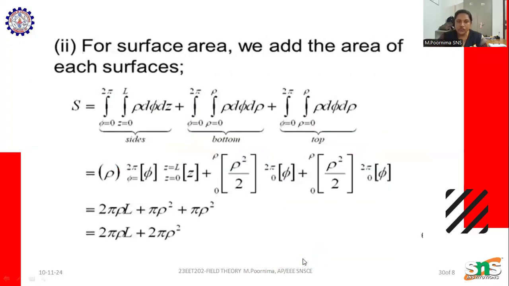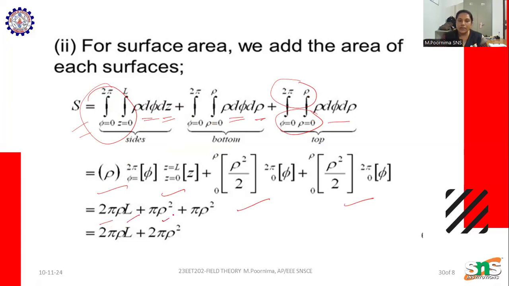Next, for the surface area, we add the areas: the curved surface with d phi and dz, plus the two separate end areas with d rho and d phi. Finally we get 2 pi rho L plus pi rho square plus pi rho square. So the surface area is equal to 2 pi rho L plus 2 pi rho square.